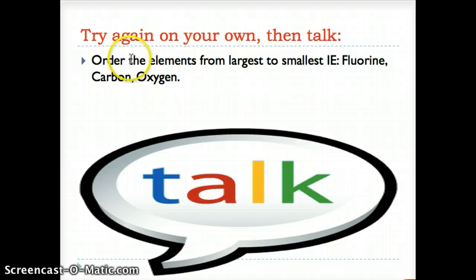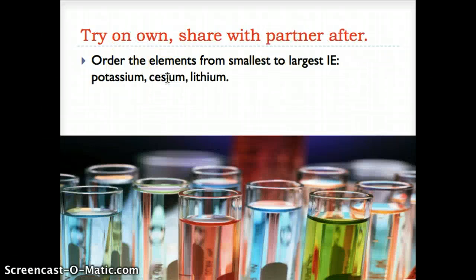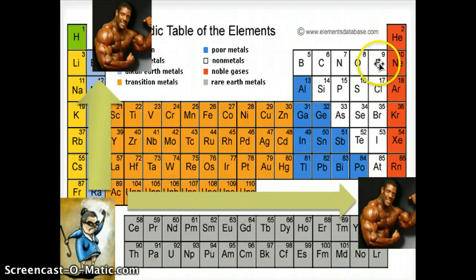Okay, so first it'll be cesium because it's at the bottom, then potassium, and then lithium. And then this one is going across the periodic table: fluorine, carbon, and oxygen. So fluorine's right here, carbon's right here, and oxygen's right here. So moving to the right, ionization energy increases. So you're going to have carbon with the smallest ionization energy, then oxygen, and then fluorine. So that would be your answer to that question.